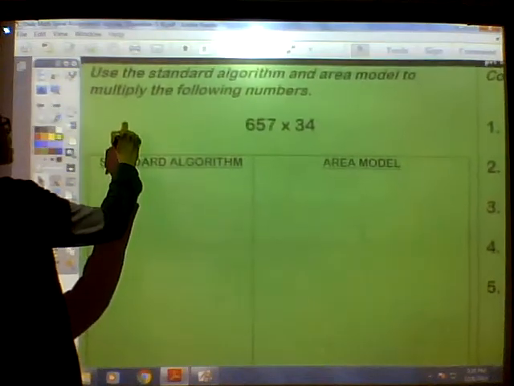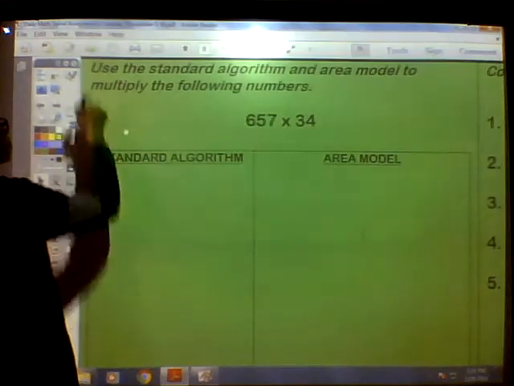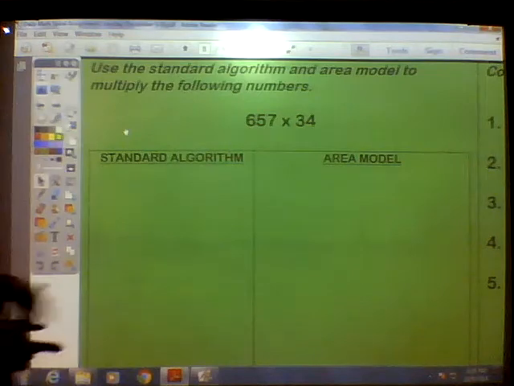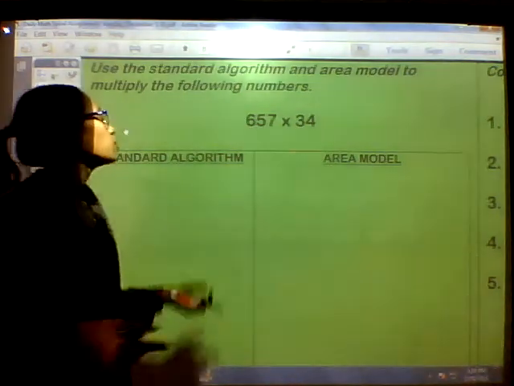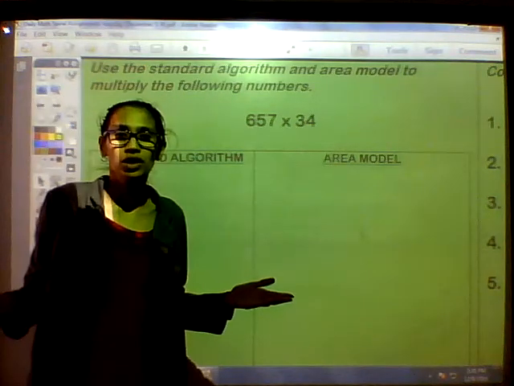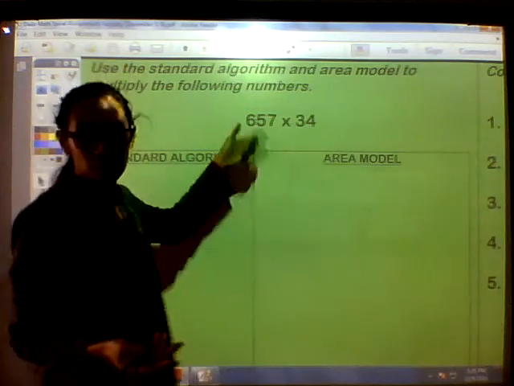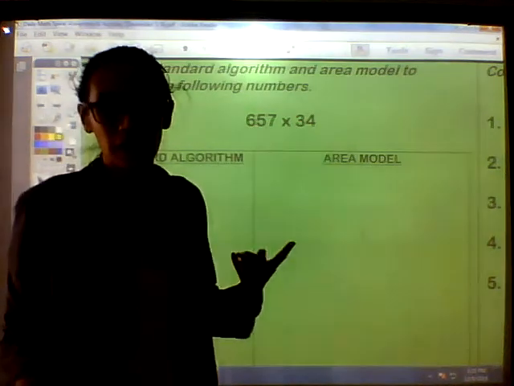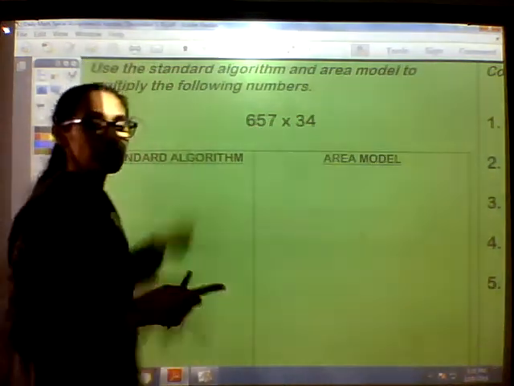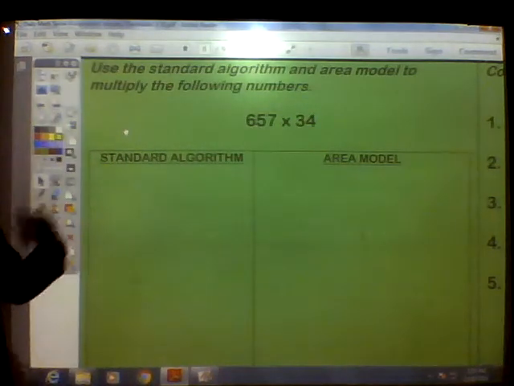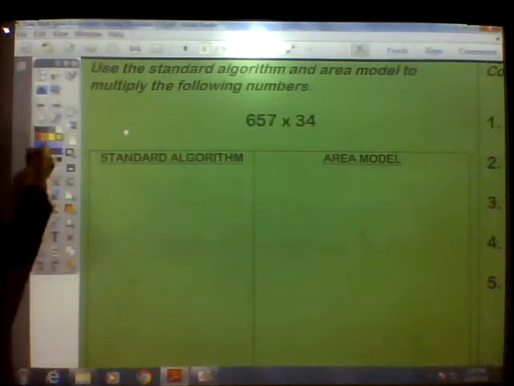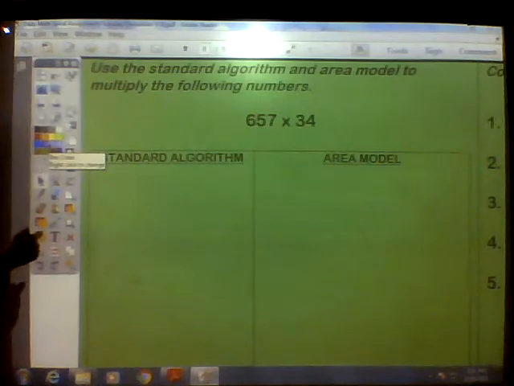In this practice problem, we need to use the standard algorithm and the area model to multiply the following numbers. So we are multiplying the same set of numbers two different ways. The first way by using the standard algorithm and the next way by using the area model. Are you ready? Let's do it together.